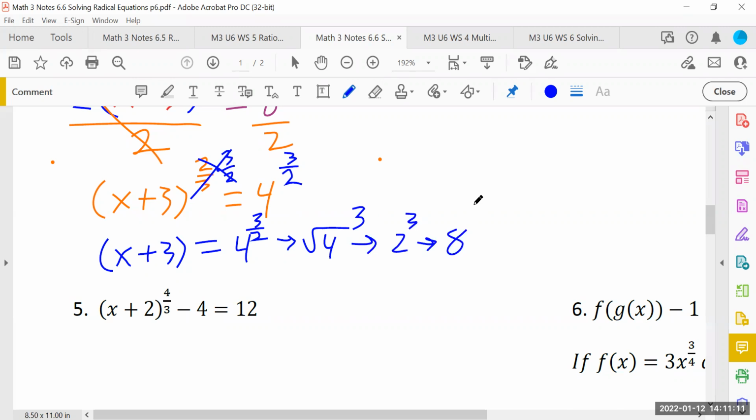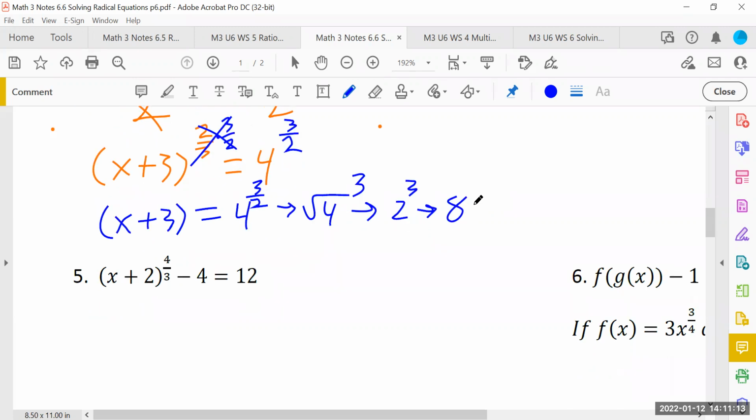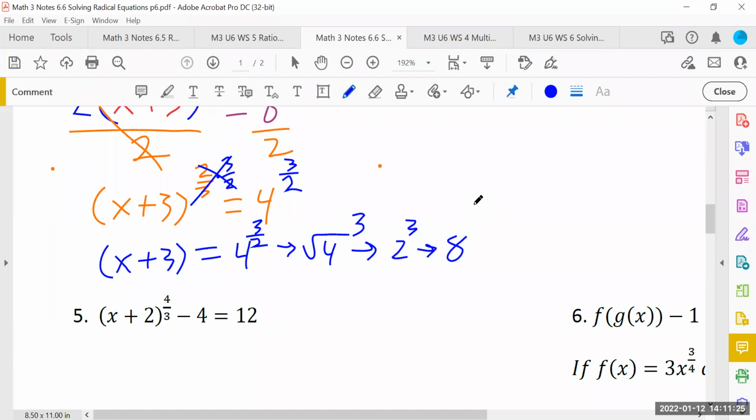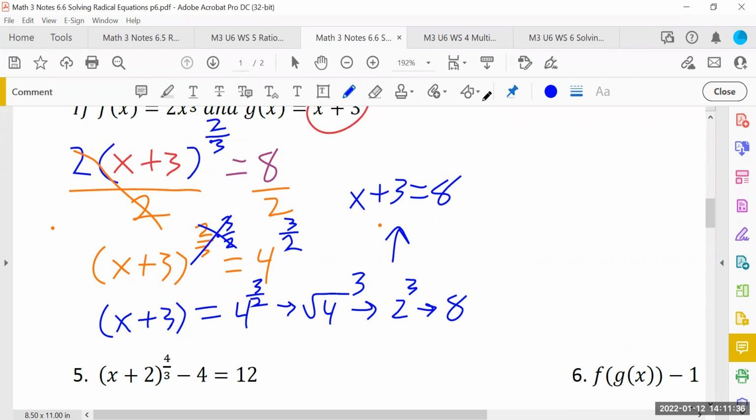Maybe you can do it that way. You can do 2 squared is 4, and then do 2 times 3/2 makes 3. Get the same answer. And now I can solve this like normal. X plus 3 equals 8. So we're going to go up here now. X plus 3 equals 8. I can subtract 3 from both sides and get x is equal to 5.